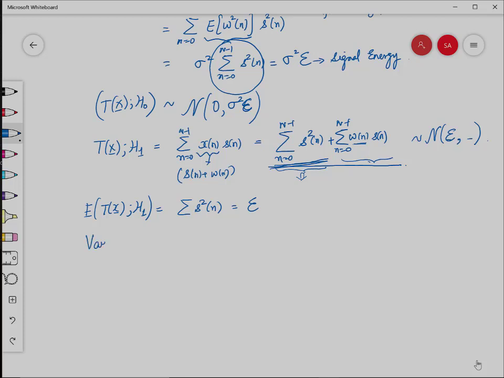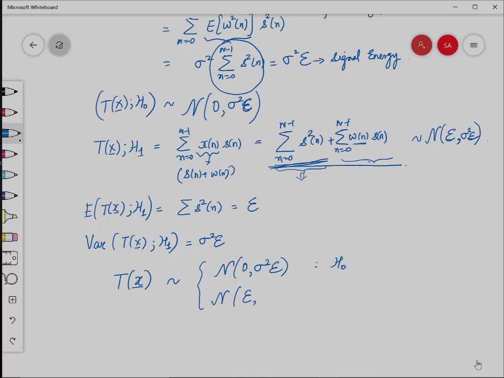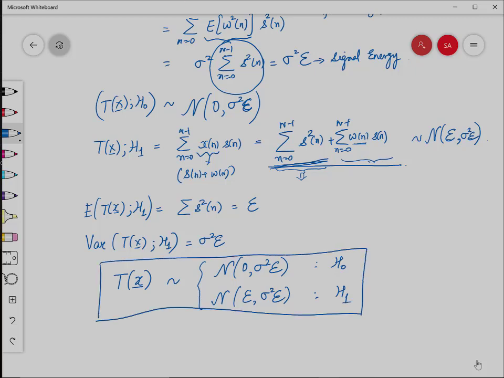What about the variance of Tx? You can do a similar exercise as in the previous case, and the variance comes out to be the same as sigma square E. Okay, so the variance turns out to be sigma square E. So our test statistic has a normal distribution with mean 0 and variance sigma square E under hypothesis H0, and under hypothesis H1 the mean is E and the variance is sigma square E. Okay, so this is our distribution of the test statistic.